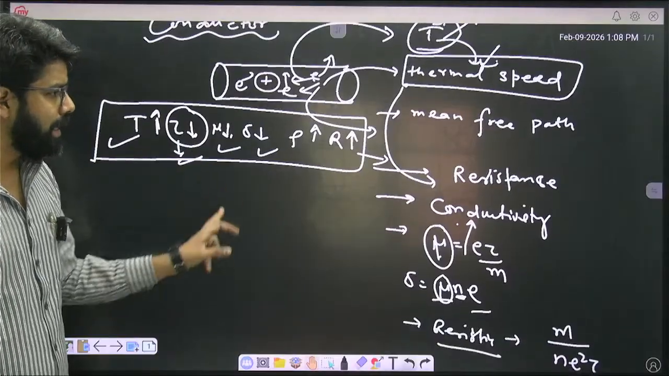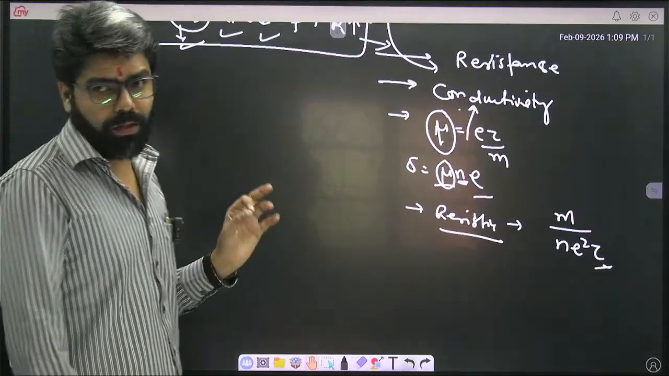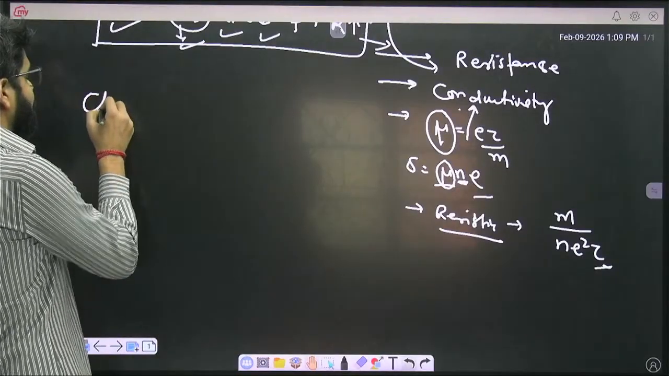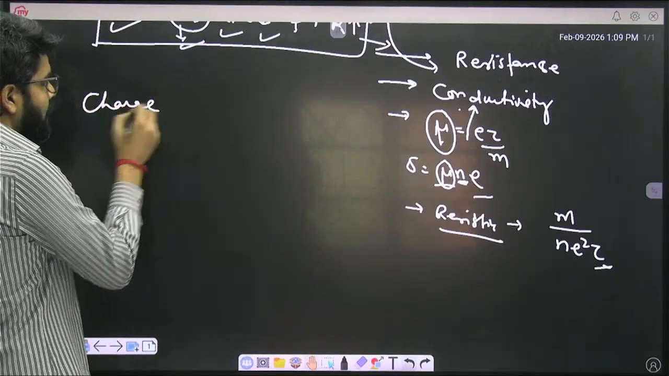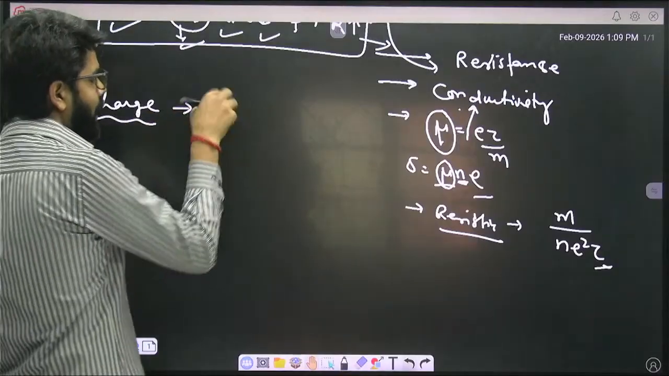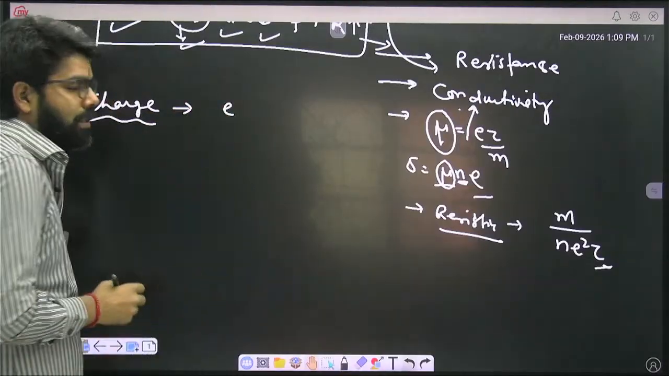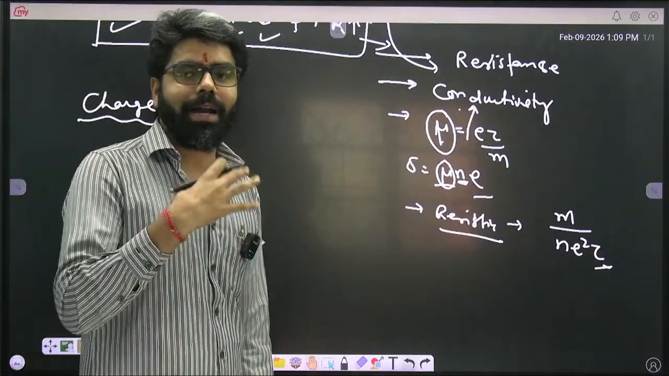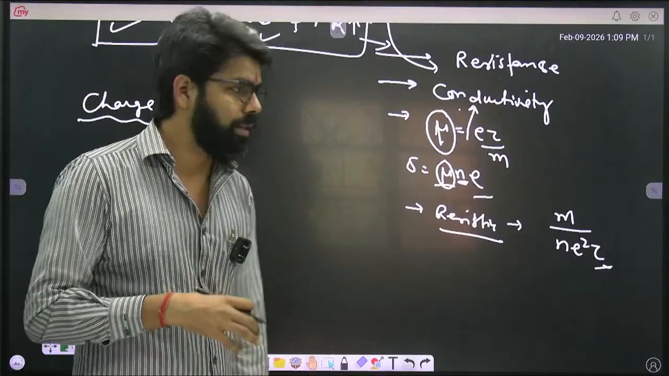Okay, now understand the fact. Before that, I am going to introduce something here, that is the nature of the charge. When you see a metal or a conductor, we have electrons as the free charge. The positive charge remains fixed and the electrons move randomly and undergo collisions.